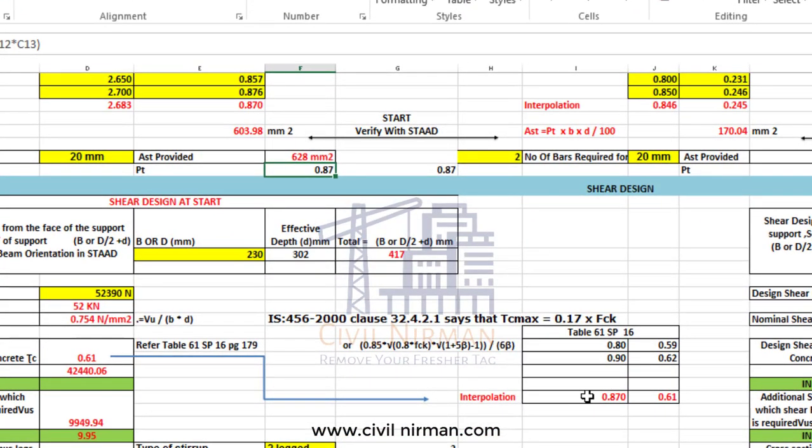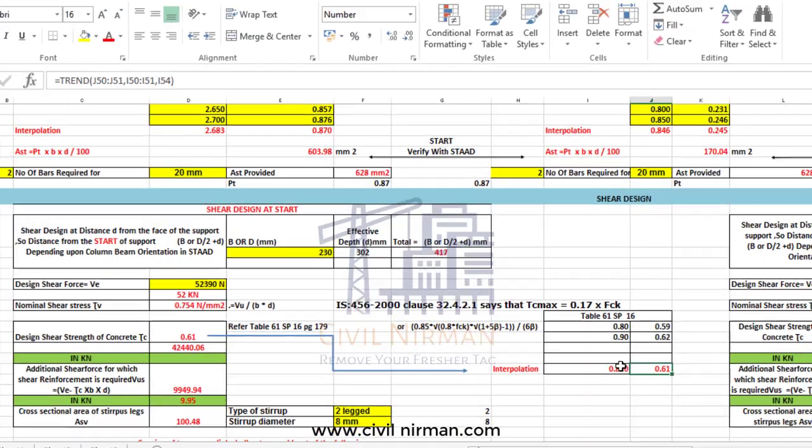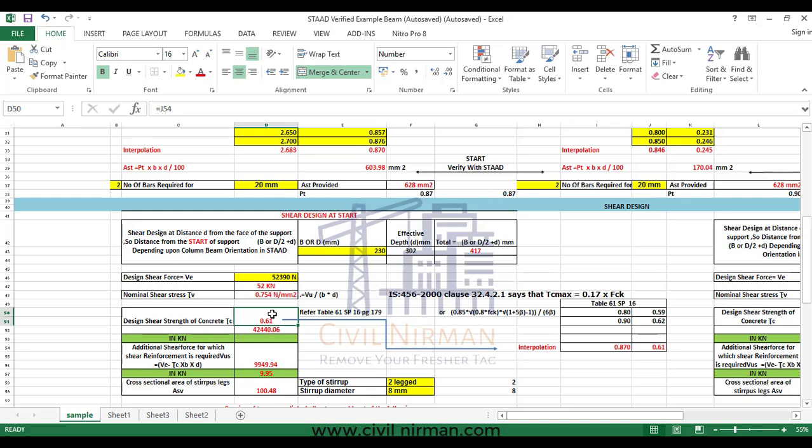So we have to interpolate for the 0.87 value, right? I have interpolated the value from here. See, for 0.8 the tau c value is 0.59 and for 0.90 it is 0.62. If you go with the interpolation you will get 0.61. So 0.61 is the design shear strength of concrete, that is known as tau c. In books you will find this notation if you go with the basics.